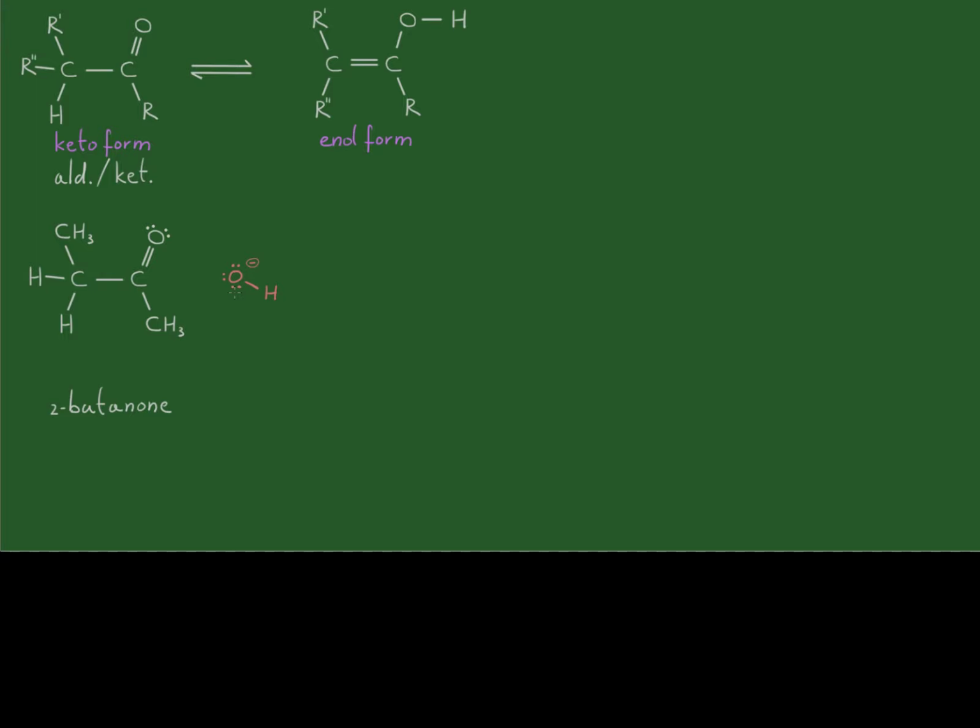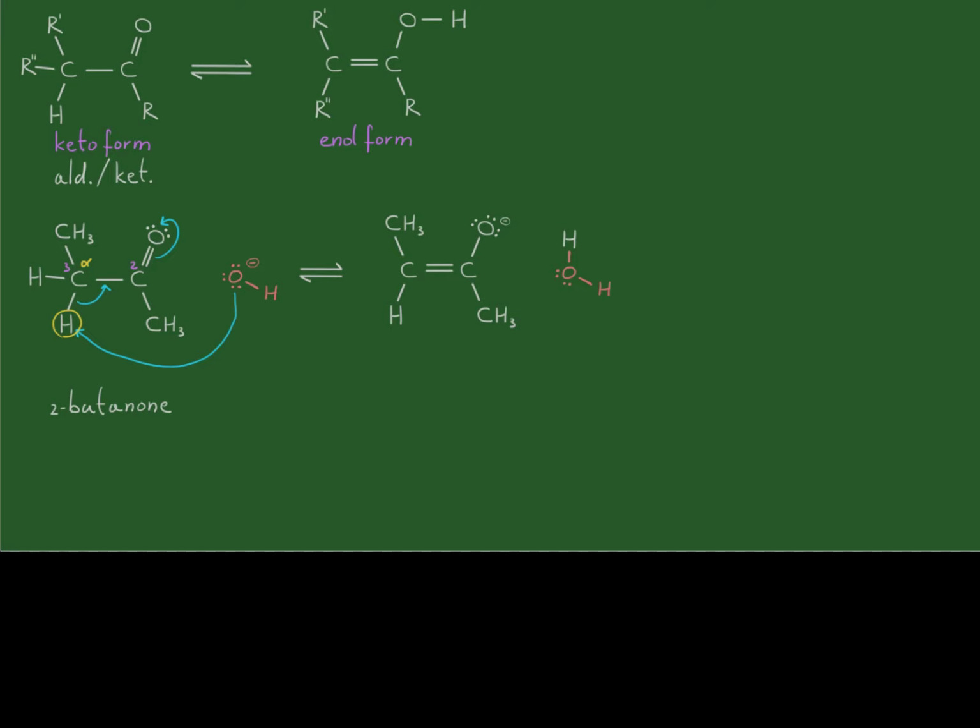So the lone pair electrons of the base will be attracted to the alpha hydrogen. So recall, this is our alpha carbon and this is our alpha hydrogen. The electrons that were between the alpha hydrogen and alpha carbon will form a pi bond between carbon 2 and 3. And the pi electrons between carbon 2 and the oxygen will end up on the oxygen. So we will get a water molecule and this particular anion here.